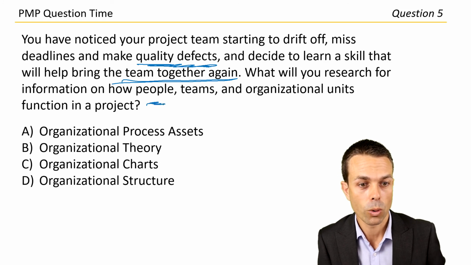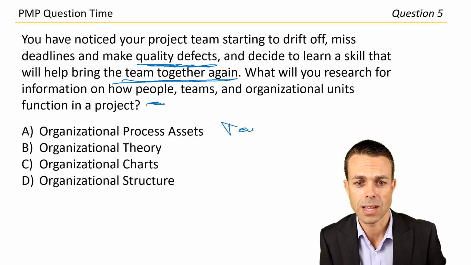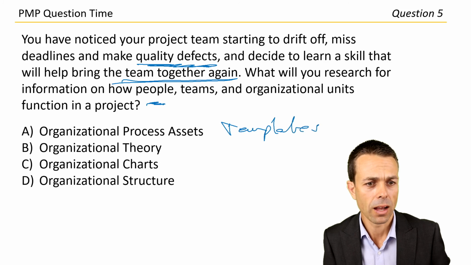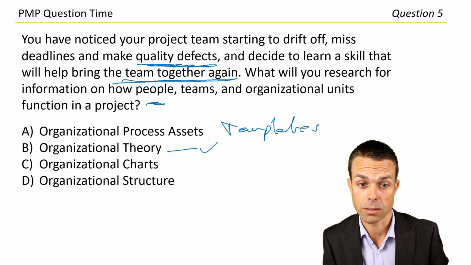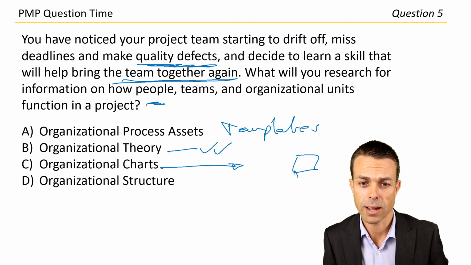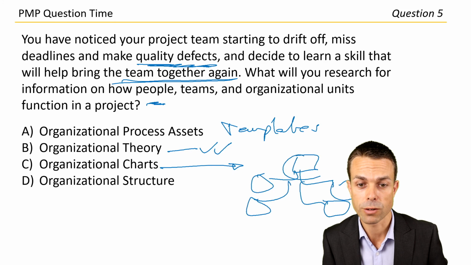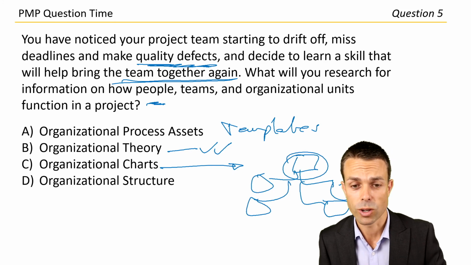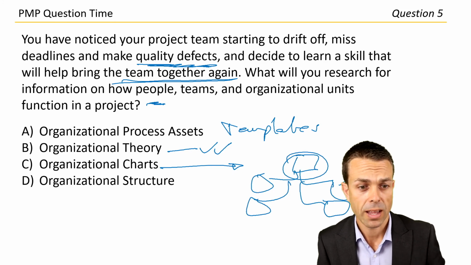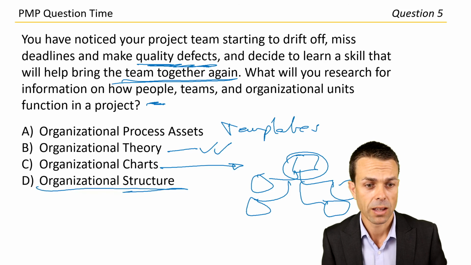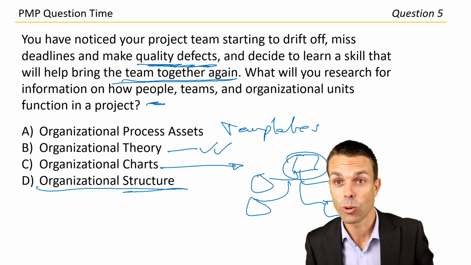Okay, this sounds nice. What will you research for information on how people, teams, and organizational units function together in a project? Organizational process assets? No, those are templates. Organizational theory? Probably. It's like a management theory. Organizational charts? Probably not. That's like a work breakdown structure, or it's a decomposition. You'll see the term, we're decomposing from a high level to a low level. That's an organizational chart or structure. And organizational structure, yeah, same. I'm going to go with letter B, organizational theory.